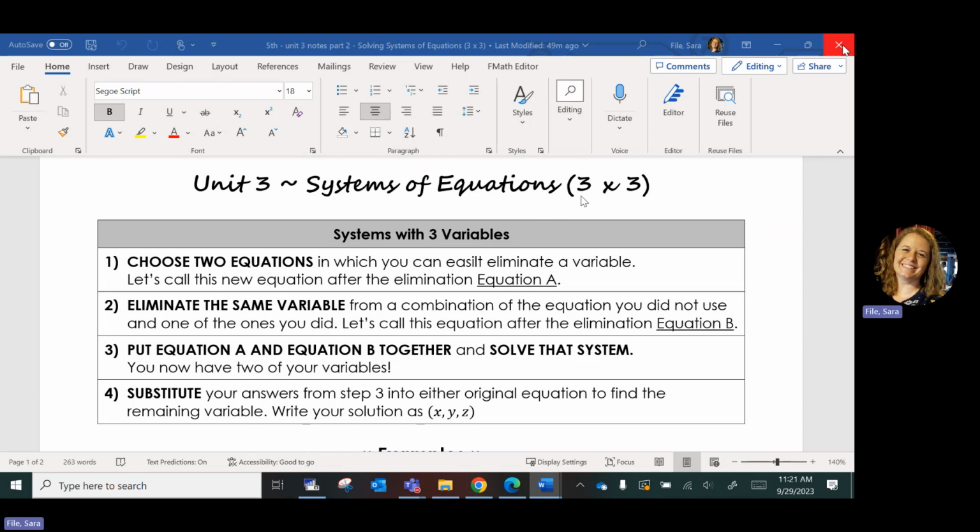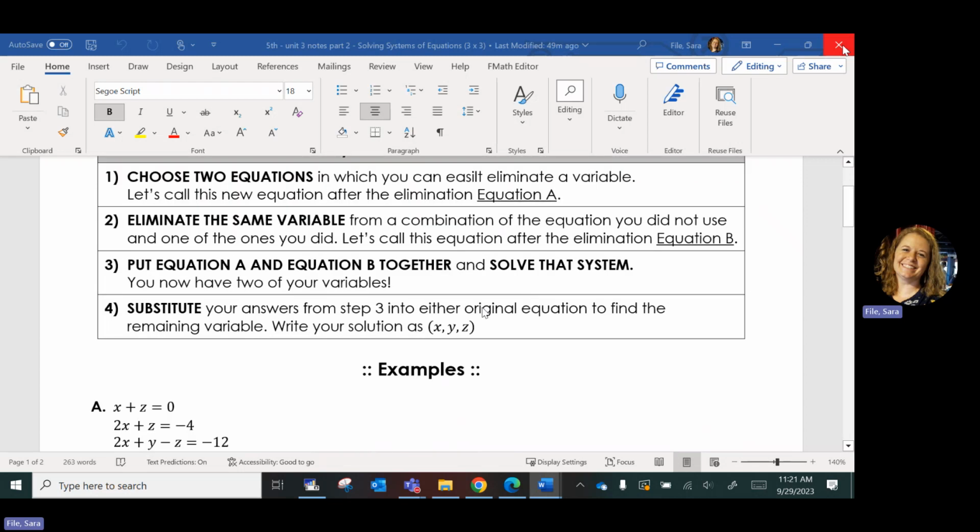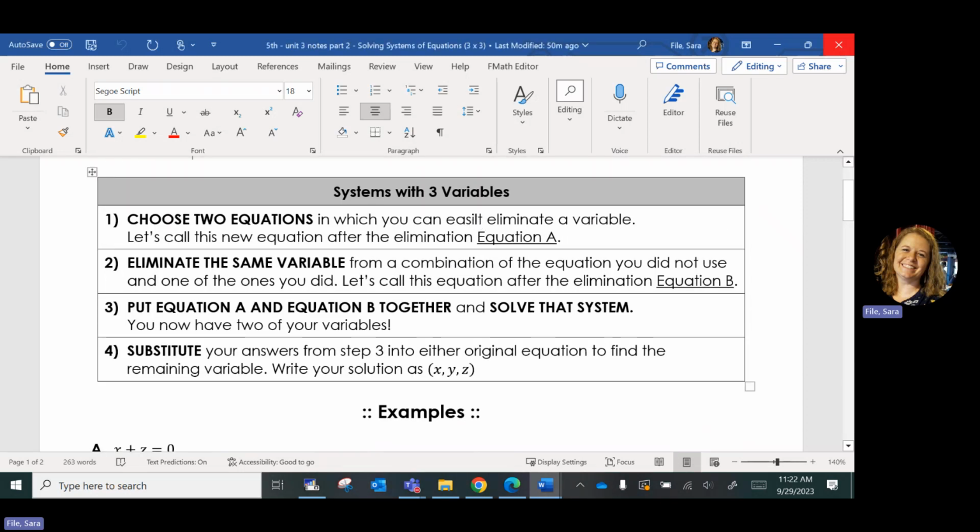The steps are listed out here again for your reference, so you can always look back at this if you need to. Okay, we're not going to start with word problems. We've already practiced earlier in the week going from word problems to set up the equations. So we're just going to practice the actual solving process with 3x3s. So step 1, you're going to choose 2 of your 3 equations in which you can easily eliminate one of the variables. There's a typo there.